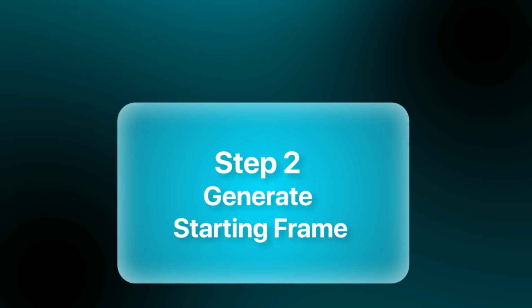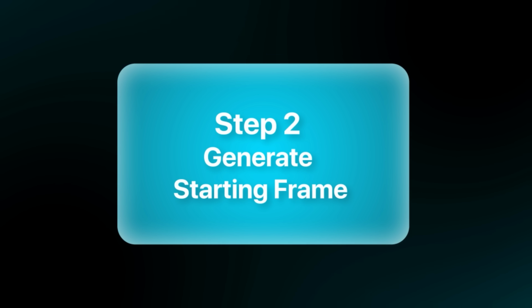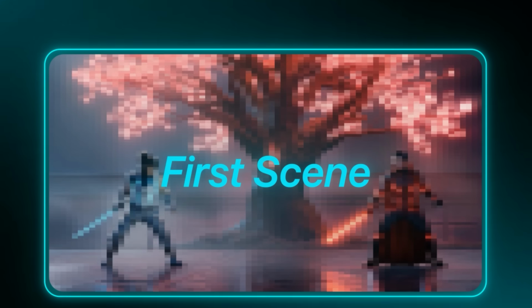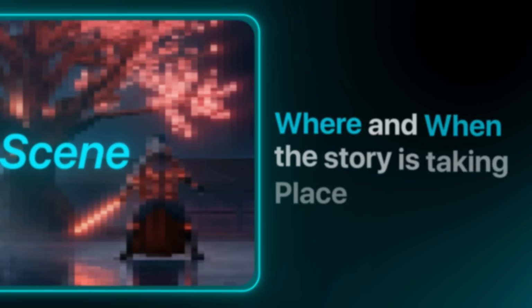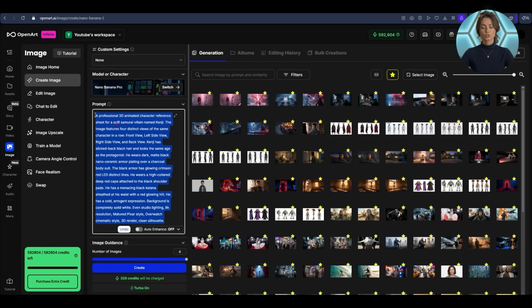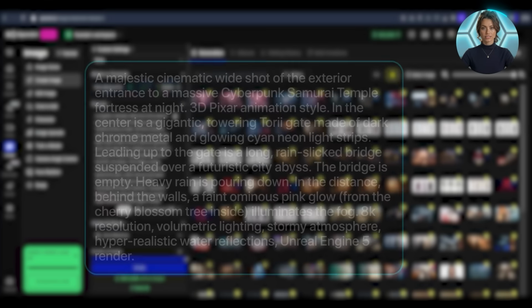Now that we have our two characters fleshed out, it's time for step 2, generating our starting frame. But this is where most people go wrong, because for our first scene, we want to give the audience the context of where and when the story is taking place. This is called the establishing shot. So we'll keep all settings the same and we'll use this as our prompt.